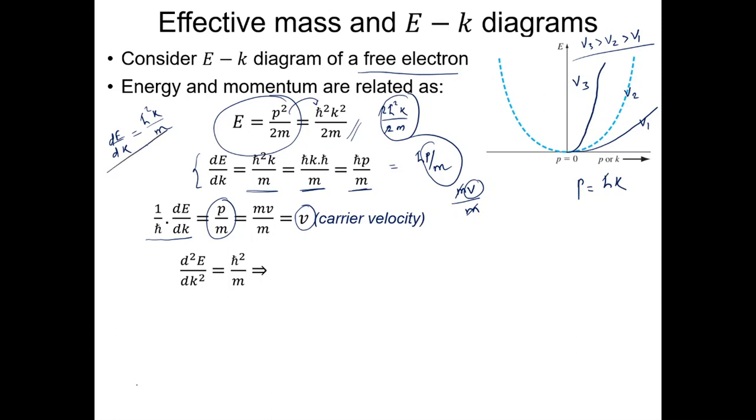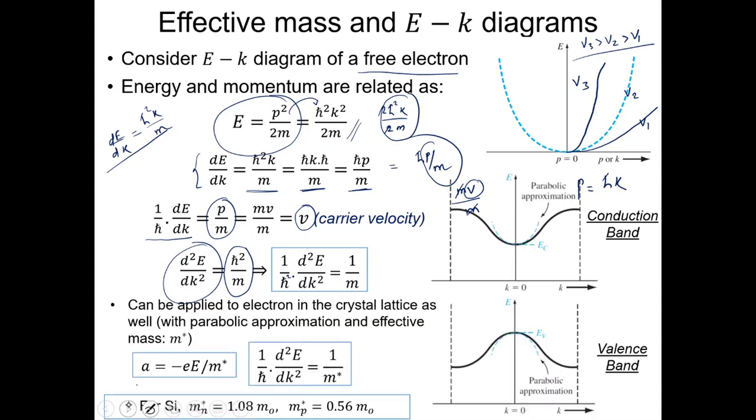Now if I differentiate this again with k, what do I get? If I differentiate this again with k, so I take the double differentiative of the energy, what I get is h bar square by m. If I rearrange this, I get 1 upon h bar d2 by dk2 equals 1 by m. If I further rearrange this, the inverse of the mass is the double differentiative of the energy band, right?